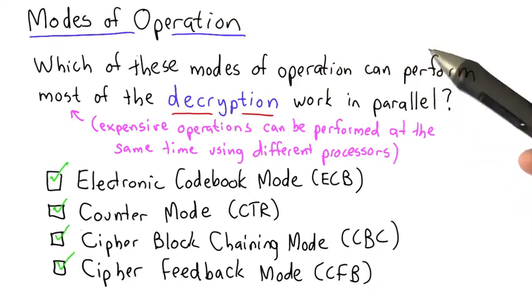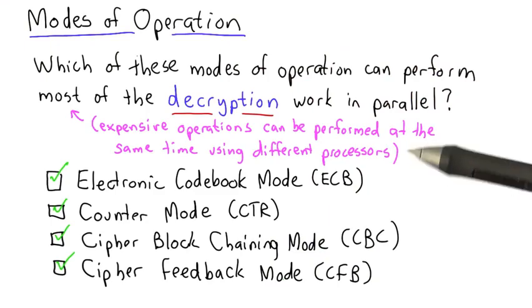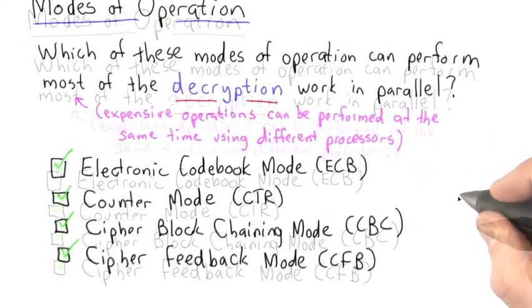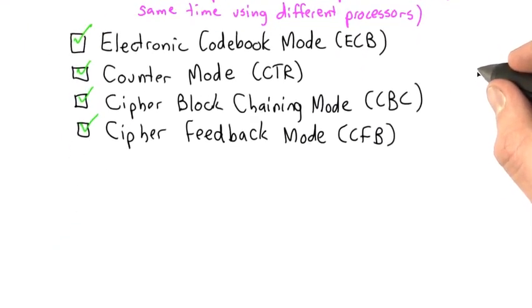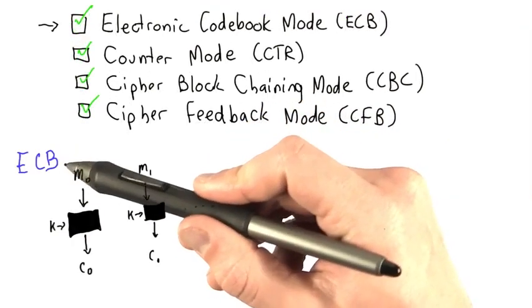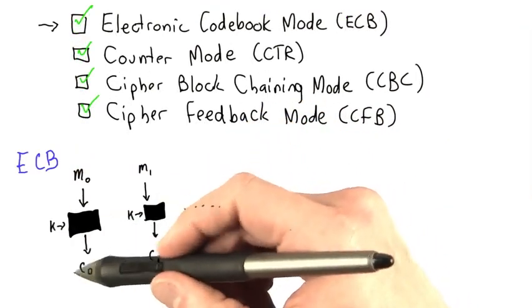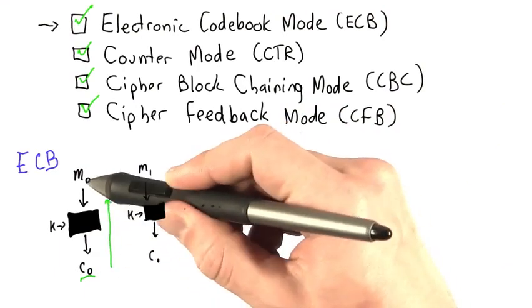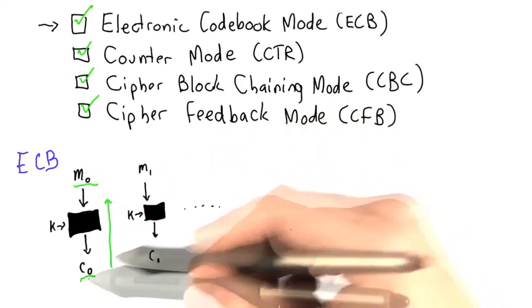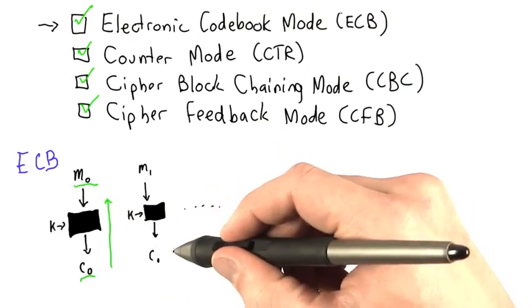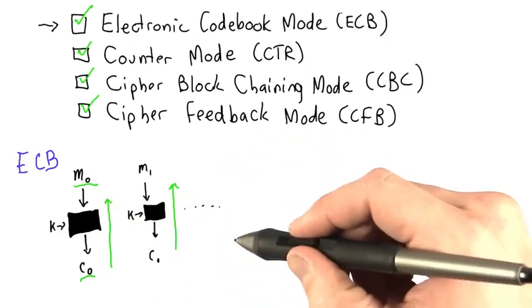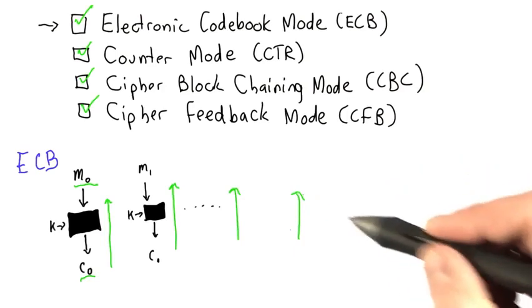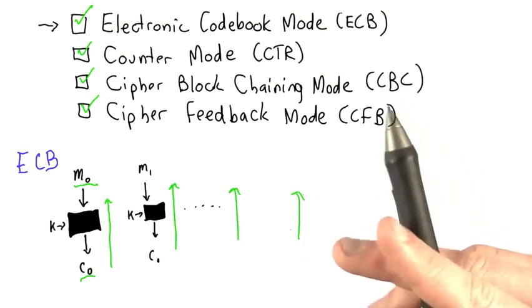And the solution is that all of these modes can be decrypted in parallel. So let's look at each one of these modes one at a time. ECB can be decrypted in parallel because for each C0 that we have, we can decrypt it in reverse to end up with our original message. This can be run on one processor. We can do the same thing on this one and for all the other chunks of the message that we have. And all of those can be run in parallel.